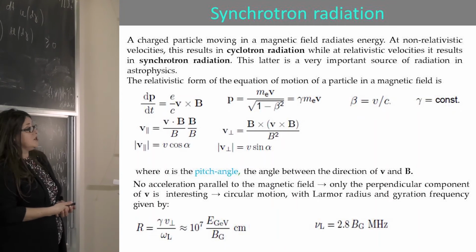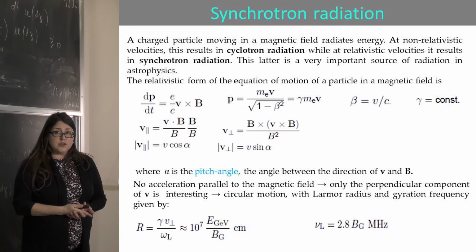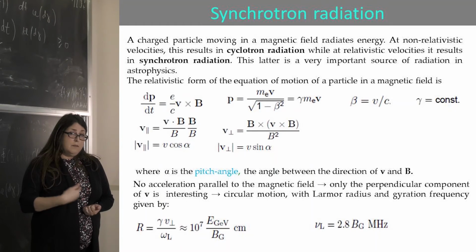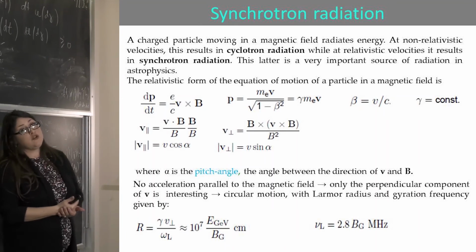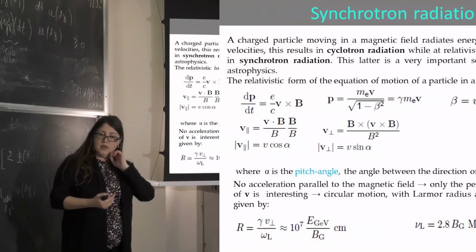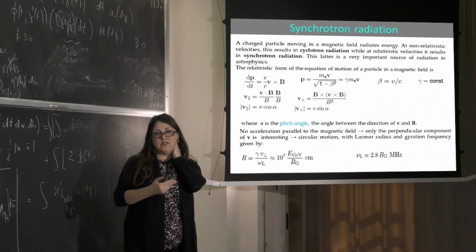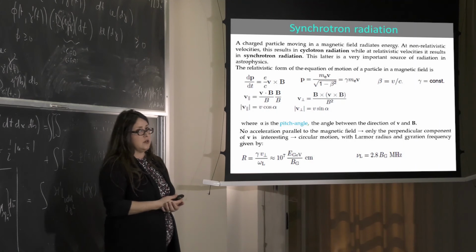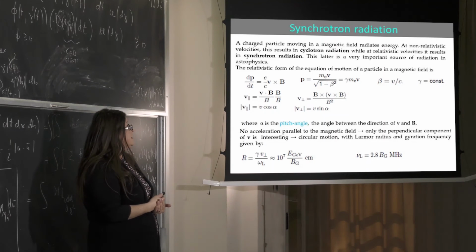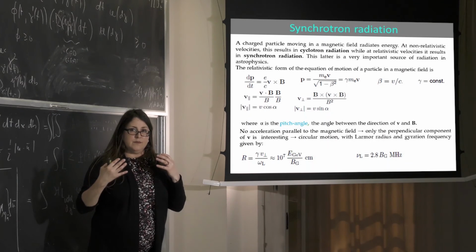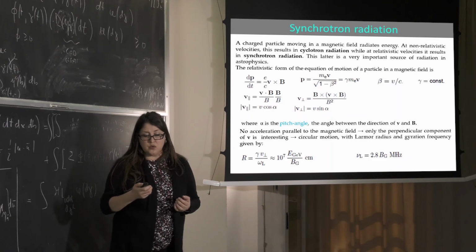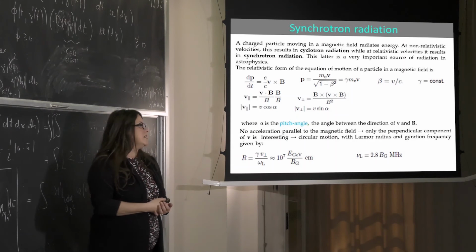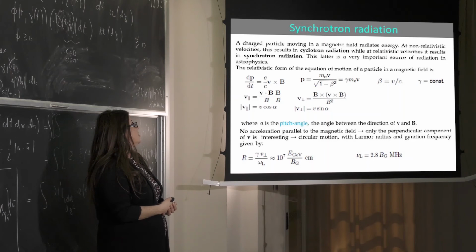Synchrotron radiation is the radiation which is emitted by an electric charge when it is accelerated by a magnetic field. In the non-relativistic case, so when the velocity of the particle is much smaller than the speed of light, we talk about cyclotron radiation. The common situation in astrophysics is that we deal with relativistic particles, and so we have synchrotron radiation, which is the relativistic generalization of the cyclotron radiation.